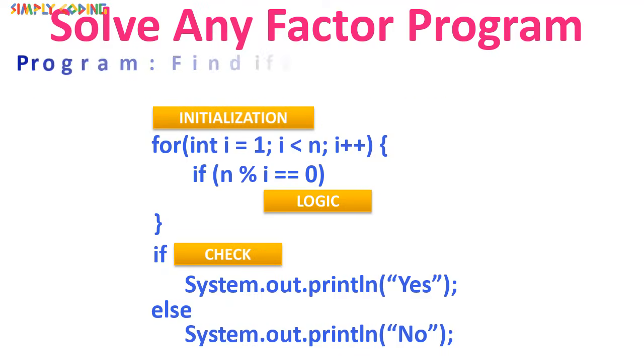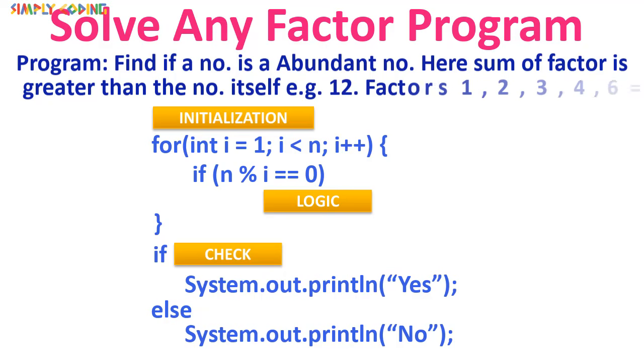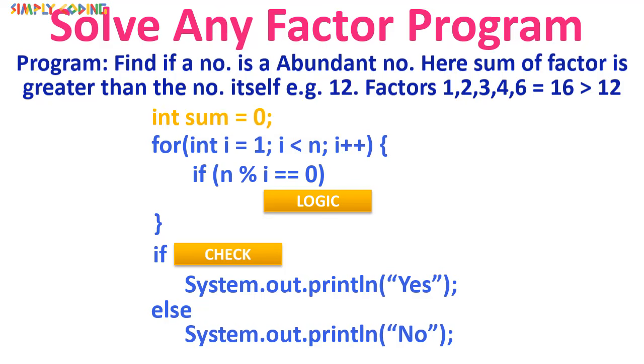Now we will do a program for abundant number. Here the sum of factors is greater than the number itself. For example, 12 has factors of 1, 2, 3, 4 and 6, which if we add gives 16, which is greater than 12. Here in initialization, we will initialize the sum to 0.